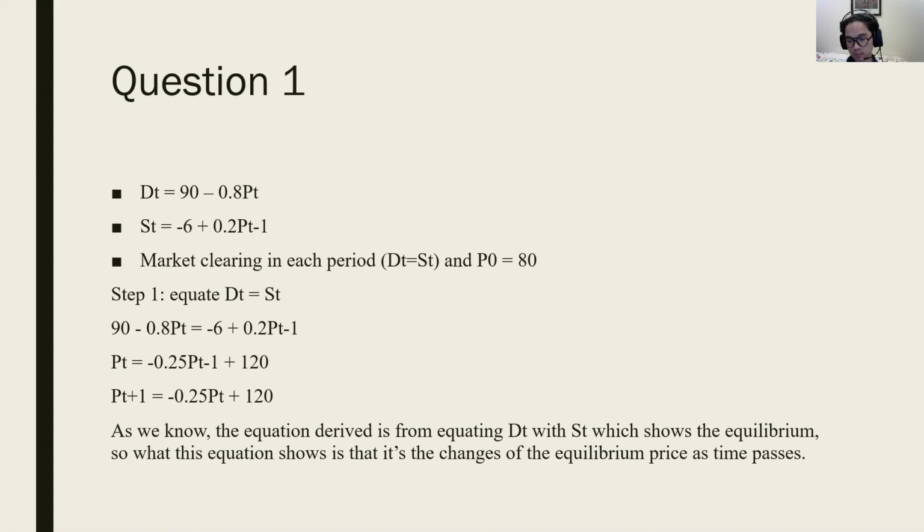Now to interpret the equation, we know that we derive this equation from equating dt equal to st, which is essentially the equilibrium. So what this equation actually shows is the changes of the equilibrium prices as time passes, or throughout the time.